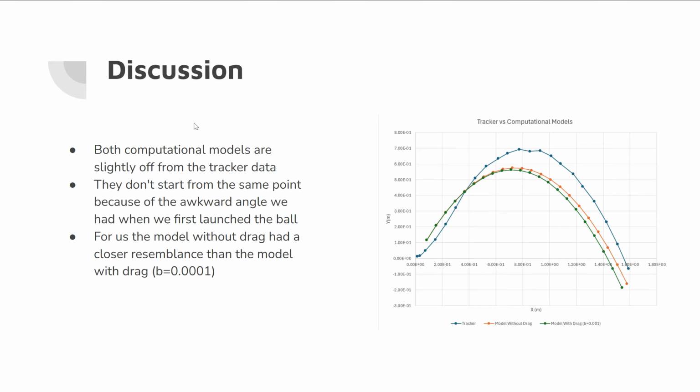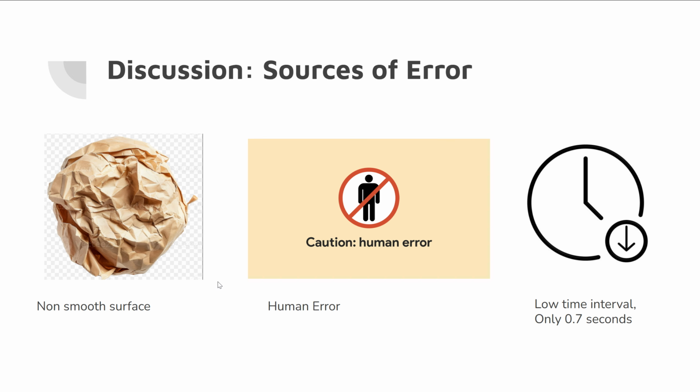So both computational models are slightly off from the Tracker data. They don't start at the same point because of the awkward angle we had when we first launched the ball. And for us, the model without drag had a closer resemblance than the model with drag of B equals 0.0001. Some sources of error would be the non-smooth surface of the ball, human error when we plot on Tracker, and then the low time interval of 0.7 seconds.